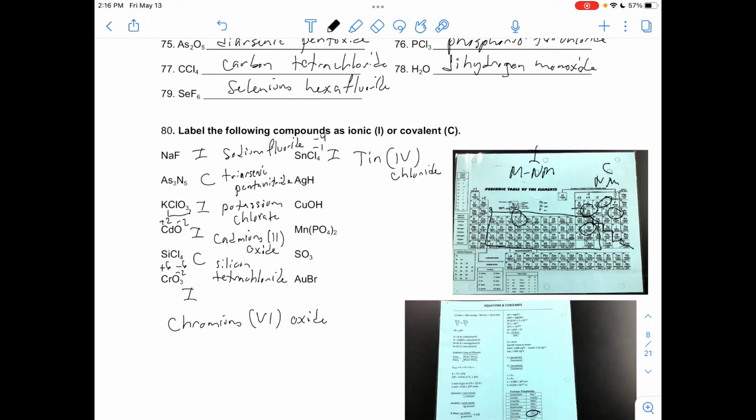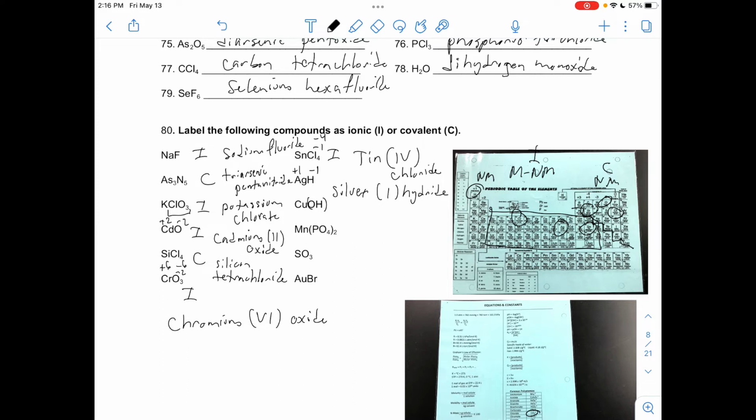Okay, next one, AgH. So Ag is silver. It is a metal. Hydrogen is the nonmetal. So it's going to be silver. Silver is a transition metal, needs that Roman numeral. In this case, it's a really unusual compound. Hydrogen is going to be the negative component. So silver is going to balance that out. So silver 1 hydride. Okay, usually hydrogen is +1, but in this case it's an exception.